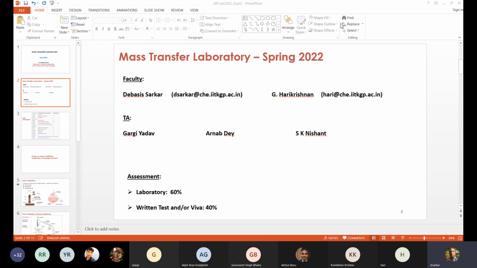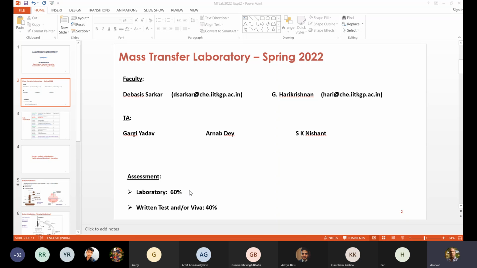Yes. Okay, fine. So for those who have possibly missed the previous class, these are the people involved for your laboratory. I'm Devashish Sarkar, and with me Professor Harikrishnan is there. Our email addresses are given, in case you want to contact us. And we have three TAs, Gargi Jadhav, Arnab Dey, and Ishke Nishant.